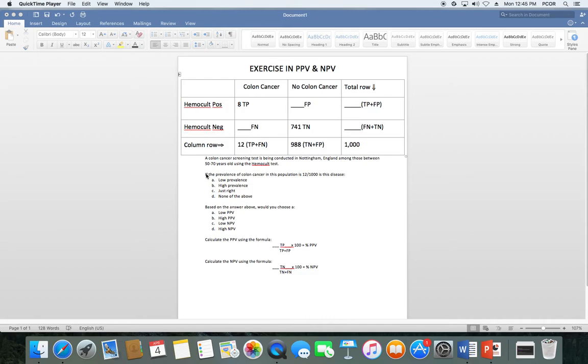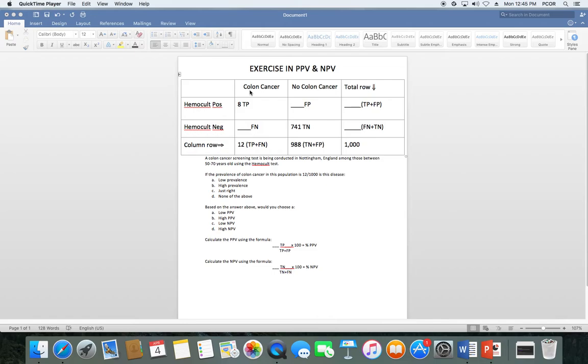Welcome to the end of lesson exercise, how to calculate for positive predictive value and negative predictive value, and again, using the 2x2 table. By now, you should be familiar with this table. What I had done in this exercise is to give you a table that's incomplete.